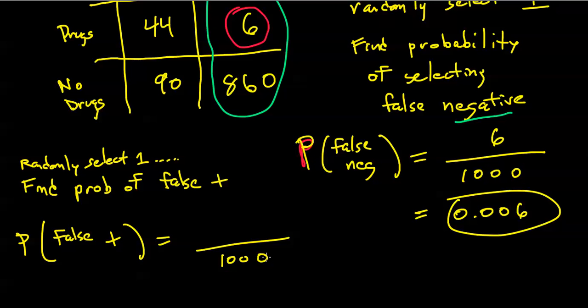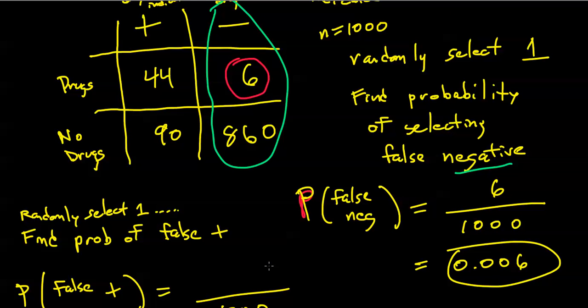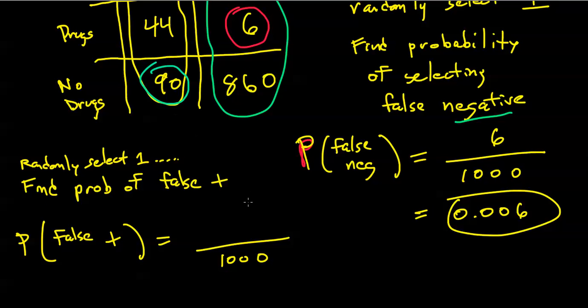There's 1,000 ways to pick one person from this study. How many of those were false positive? Well, let's scroll up. False positive means that the machine said drug use was indicated, but in fact there was no drug use. So 90 people in this study were falsely identified as using drugs. That's kind of troublesome. So 90 ways to pick a false positive, over 1,000 ways to pick a person in the study, and of course that simplifies to 0.09.